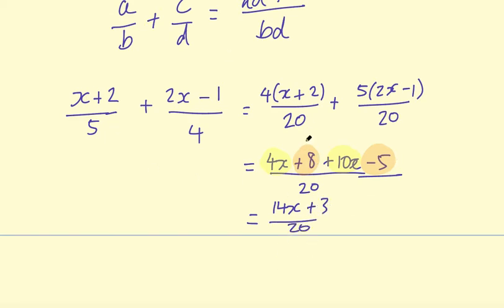And that's that problem simplified. That's as far as you can go. There's no other common factors you can take out. So 14x plus 3 over 20. Okay, so you can get other problems like division of algebraic fractions. So 5y minus 10, for example, over 15. And then you can have divide by y minus 2 over 3y.